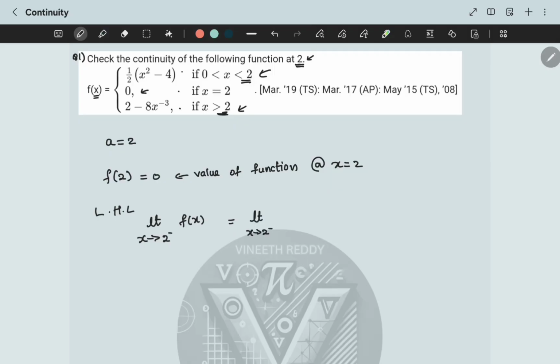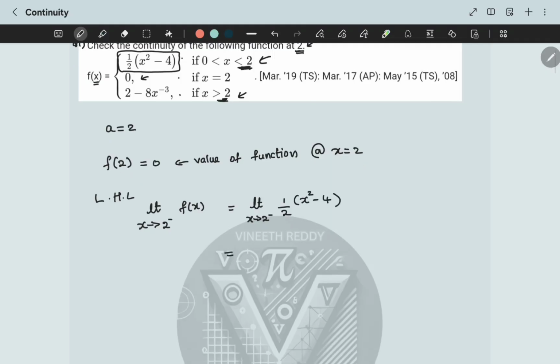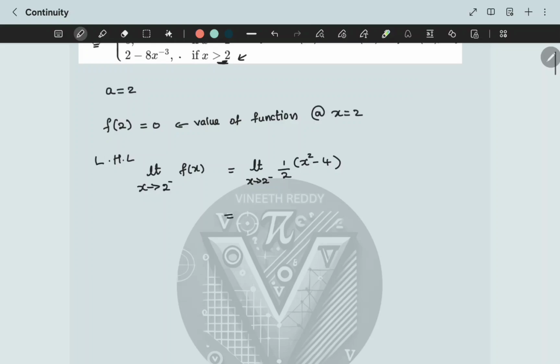Since x is less than 2, that is 0 less than x less than 2, values like 1.9, 1.8 will come here. So we take the first function's definition. Is that clear? So we can write here, instead of f of x, half of x square minus 4, right? Now as x approaches 2 from left hand side, x square will approach 4, because 2 square is 4. 4 minus 4 divided by 2, so this is indeed 0.